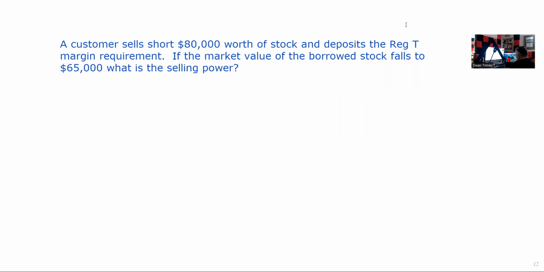A customer sells short $80,000 worth of stock, deposits the Reg T margin requirement. If the market value of the stock falls to $65,000, what is the selling power? Okay, well, the first thing we've got to figure out is what is the credit register? How much cash is in the account, right? So we're going to get $80,000 from selling the borrowed stock.